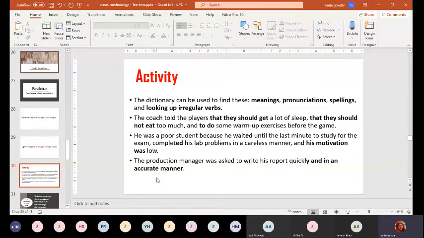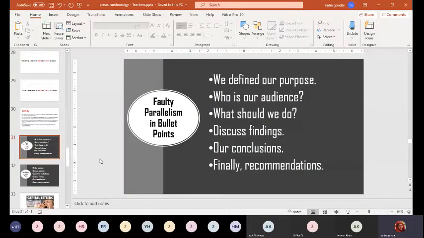Or if you want to stick to nouns, you could have said was asked to write his report in a quick and accurate manner. You can skip ly from both of the words. I hope this has made the idea of faulty parallelism in your writing clearer. Now, this was more related to writing on paper. We also use parallelism when we're making lists on PowerPoint. And this is the same mistake that we commit when we are making our bullet points. What we do is we mix our verbs and nouns and adverbs when we are writing the bullet points on the PowerPoint.